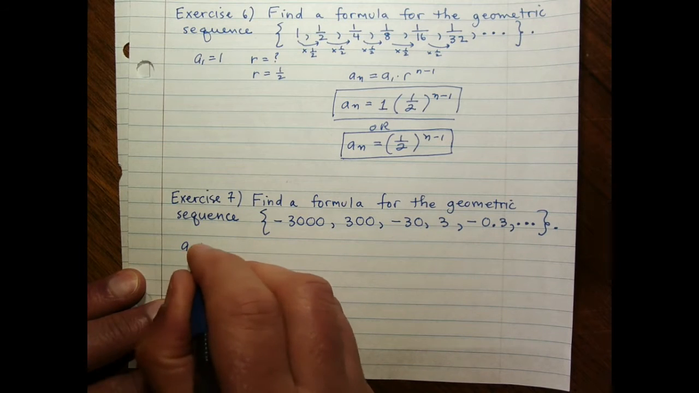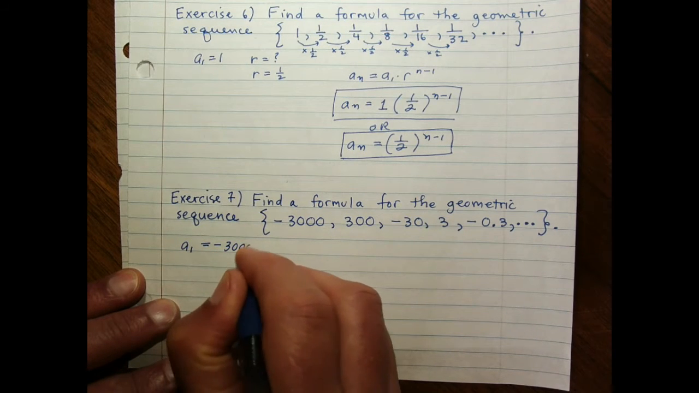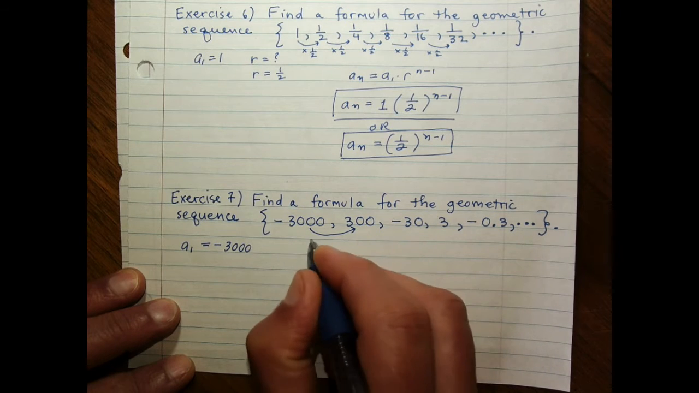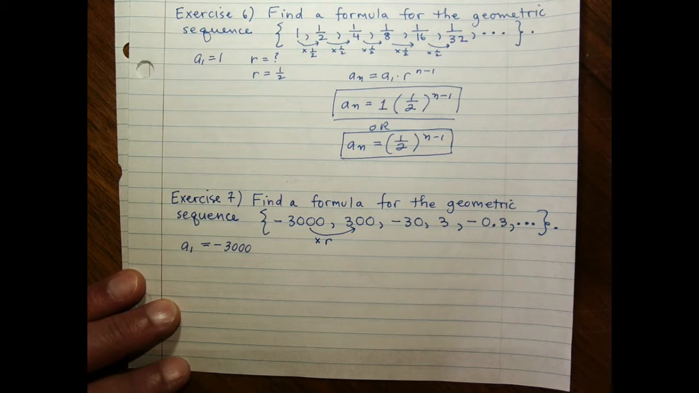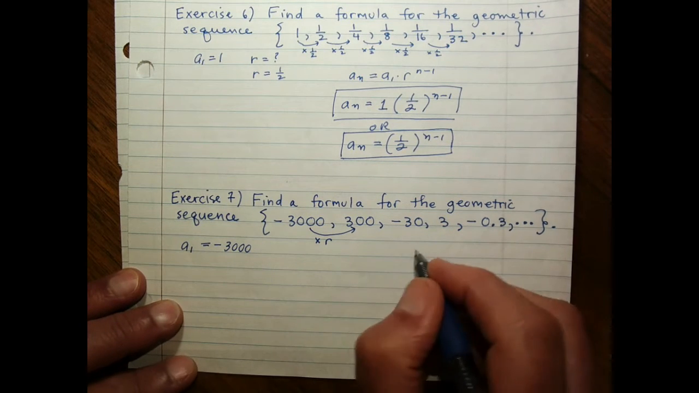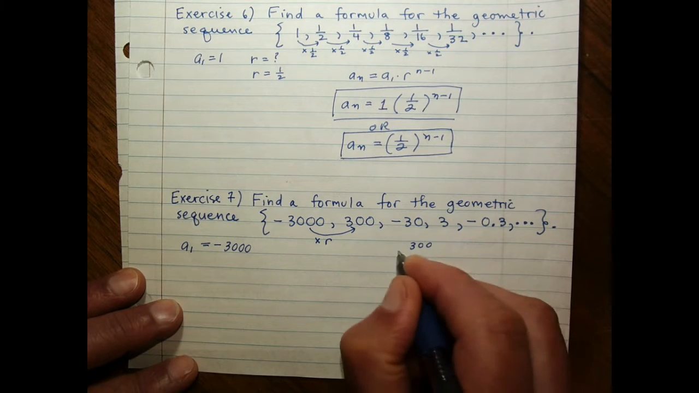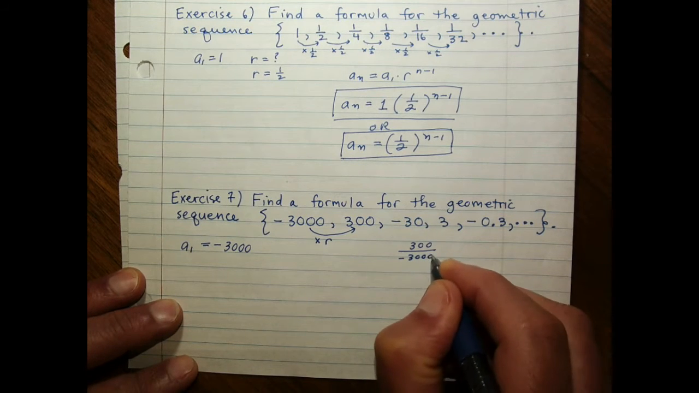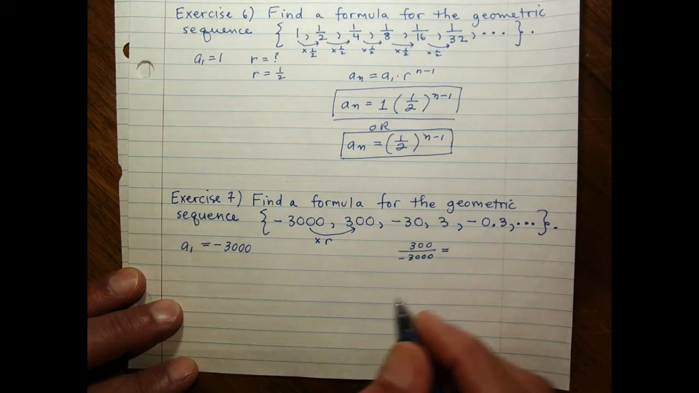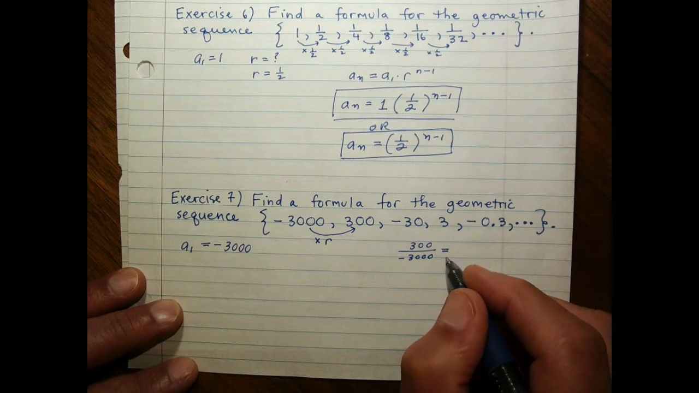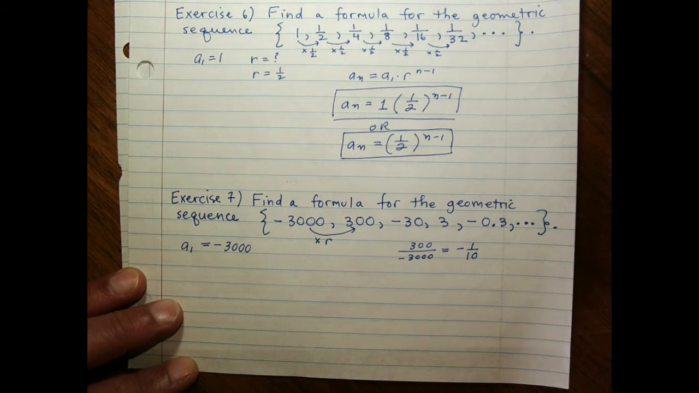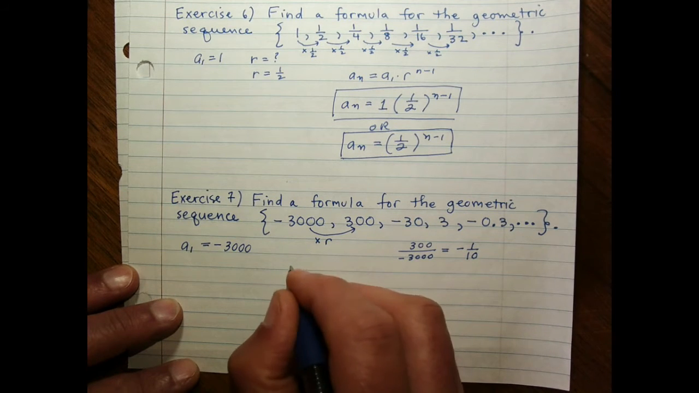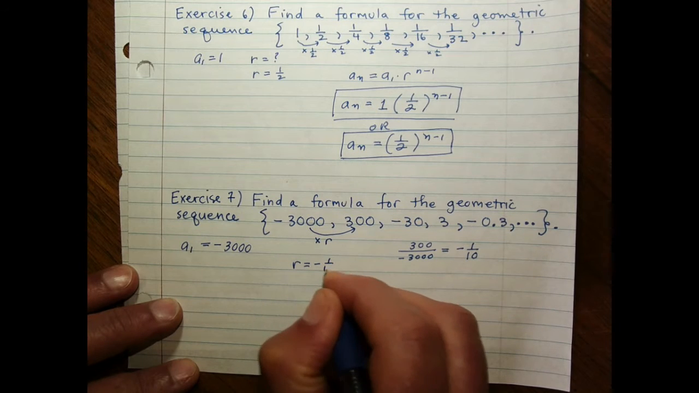Well, we know what A1 is. A1 is negative 3,000. Now I'm asking, what do I multiply negative 3,000 by to get 300? I could just take 300 divided by negative 3,000 to figure that out, and it looks like I'm going to get negative 3 over 30, which reduces to negative 1/10, or negative 0.1 if you prefer a decimal. So R is equal to negative 1/10.